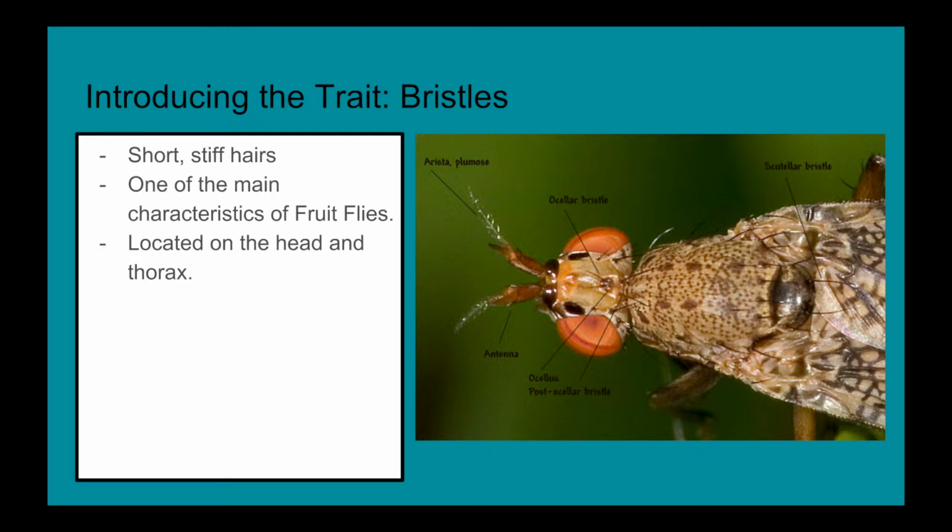Introducing bristles. So, what are bristles? Bristles are short and stiff hair that are located on the head and thorax. It's also one of the main characteristics in fruit flies.